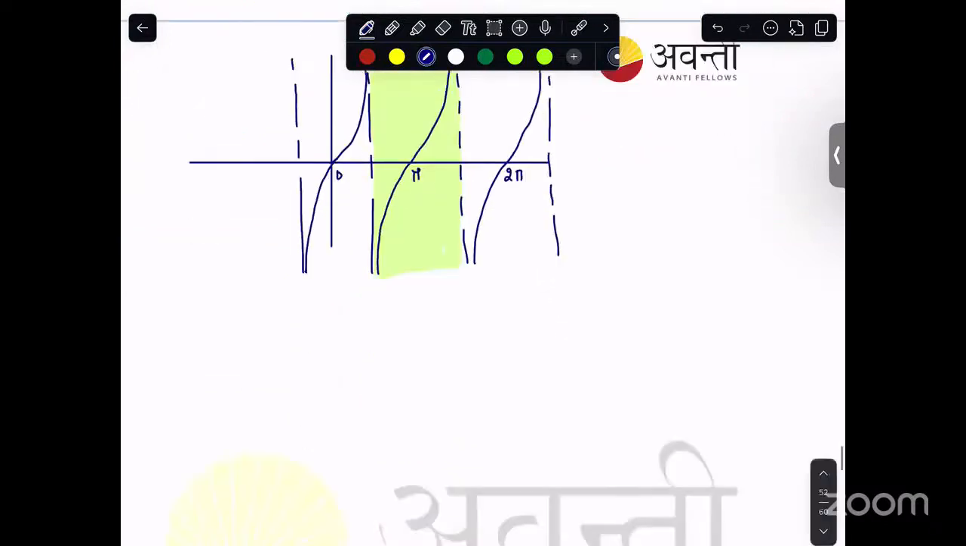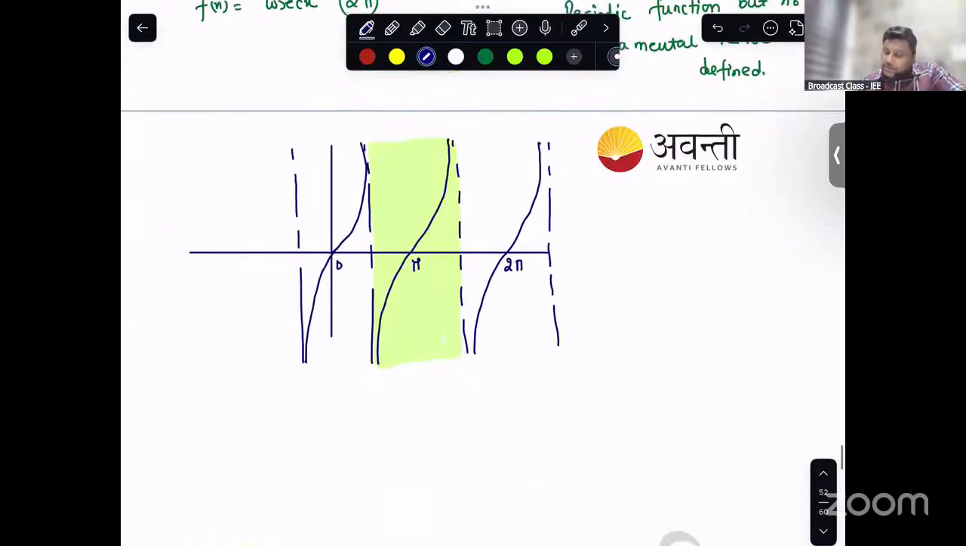Now, let us see some properties. Okay, tell me one thing. f(x) equals the greatest integer x. Is it going to be periodic? f(x) equals the greatest integer x. Is it periodic or not?